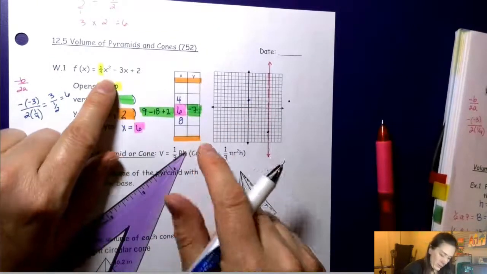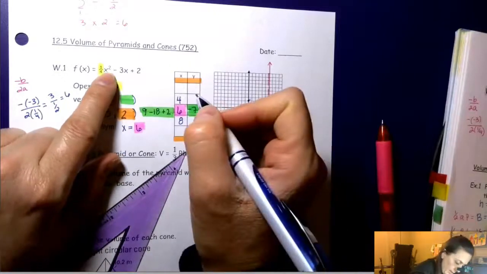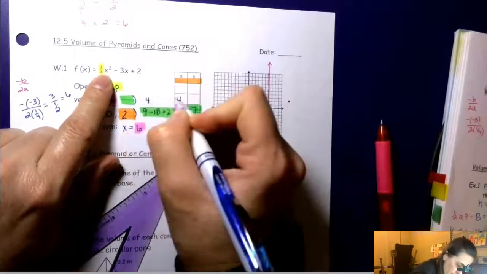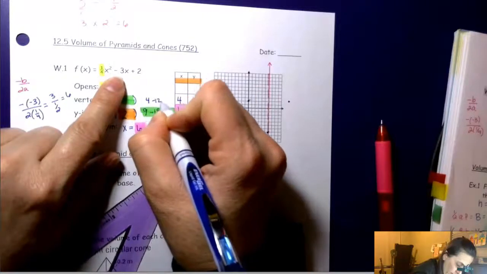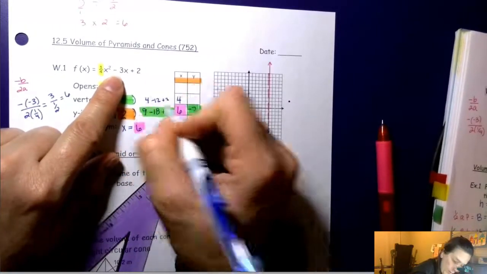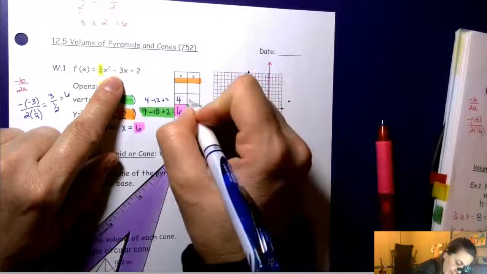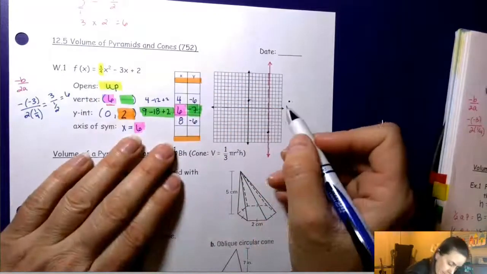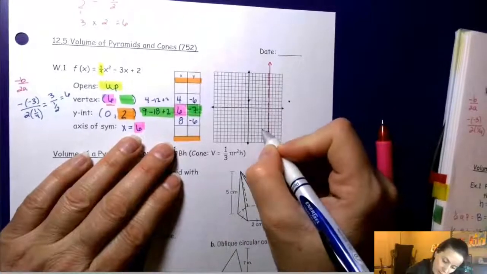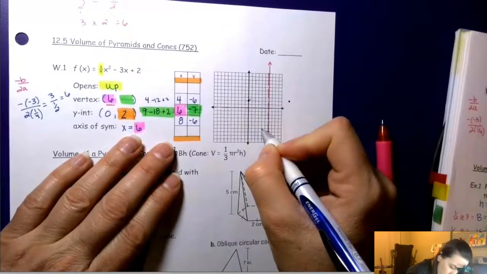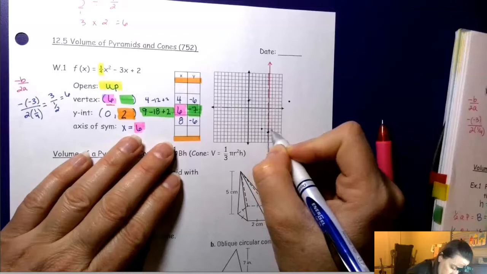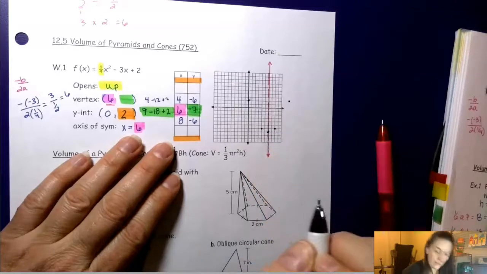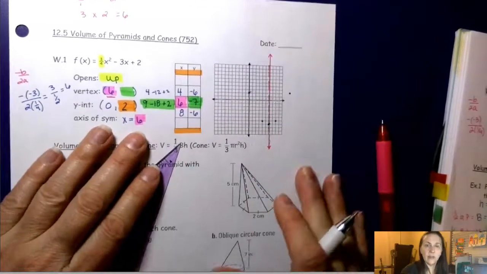So 4 squared is 16. 16 divided by 4 is 4. 3 times 4 is 12. Plus 2, I get 6. Minus 12, I get negative 6 here. Well, if this is negative 6, this will be negative 6. 4, negative 6 will be right here. Go 2 over, this is where 8 would be. So I know it has to be symmetrical.